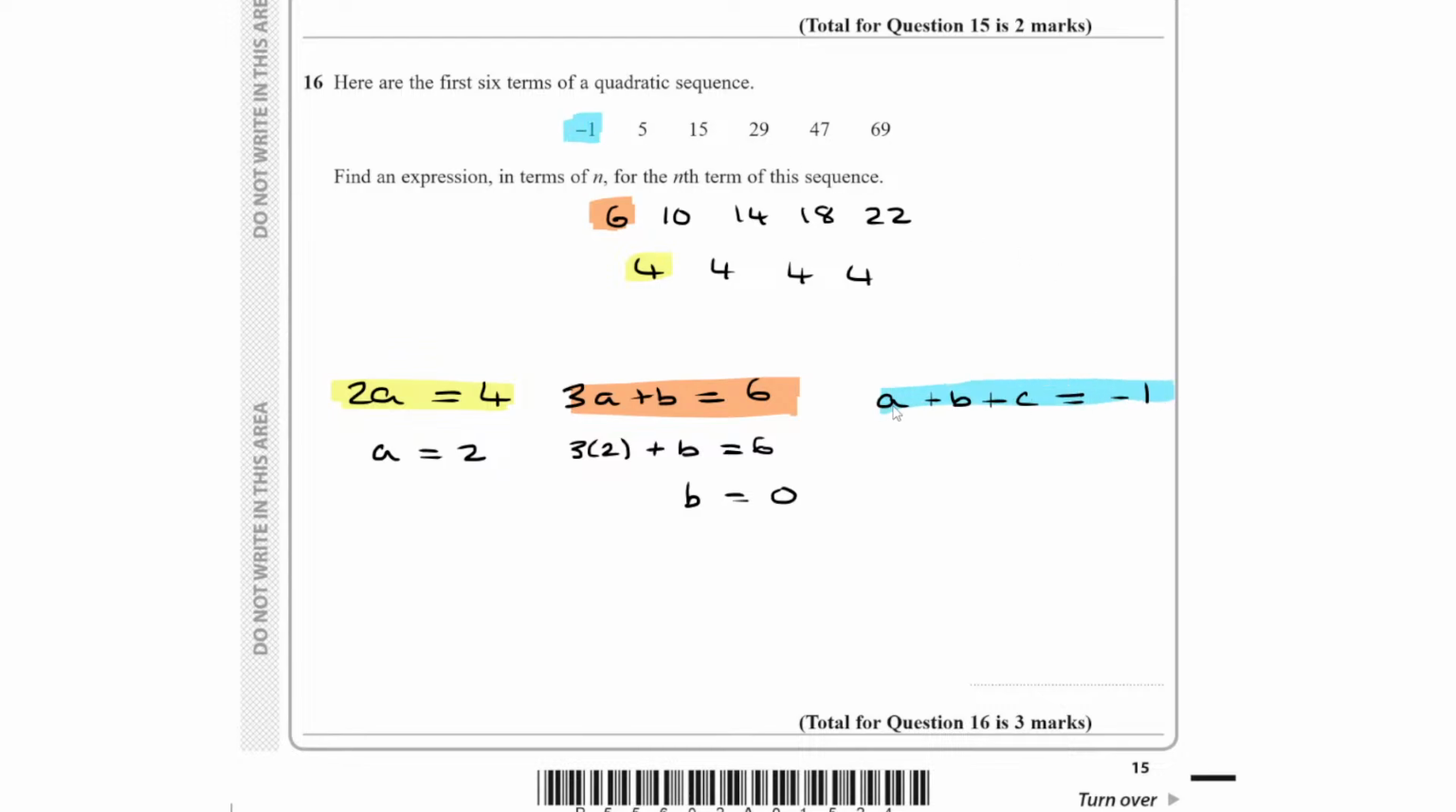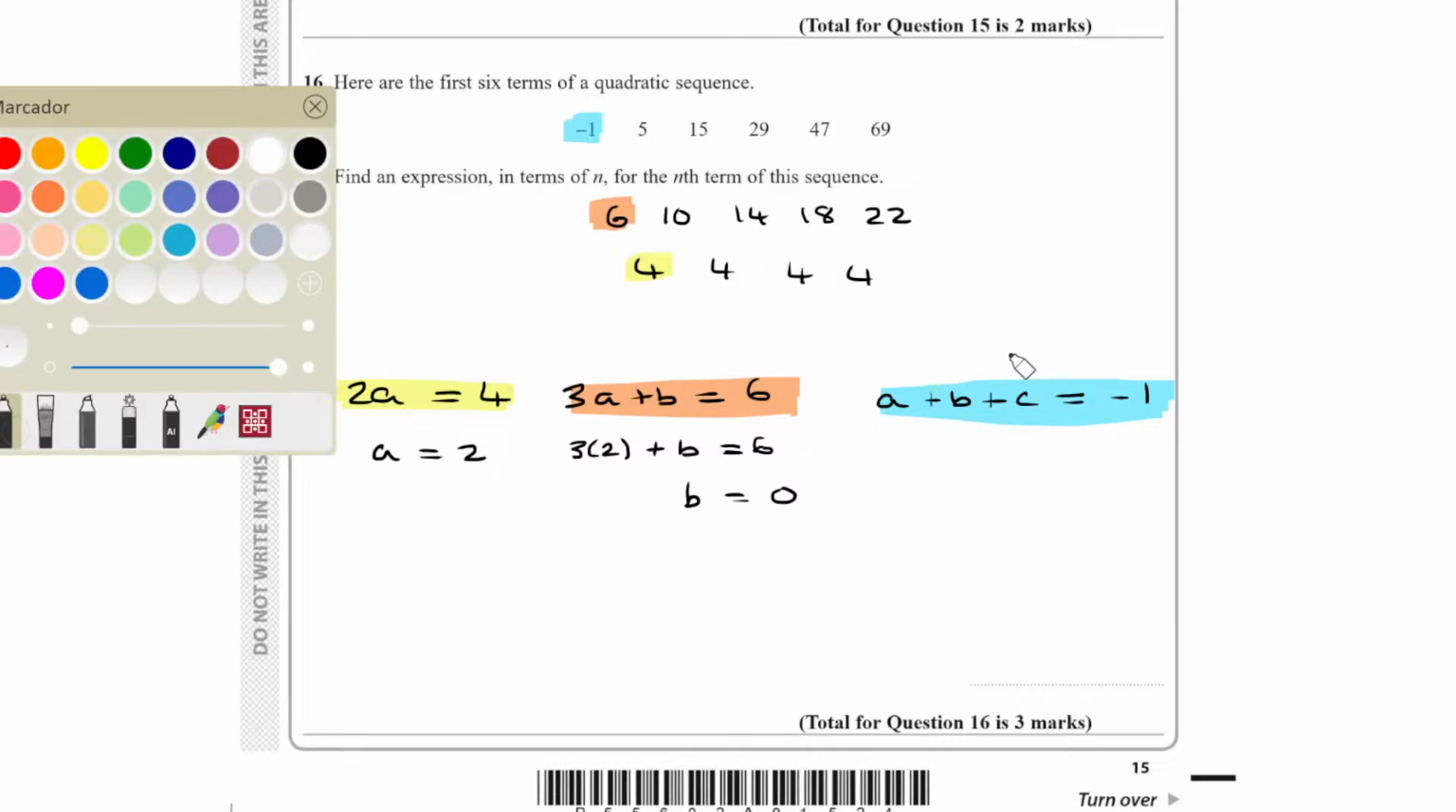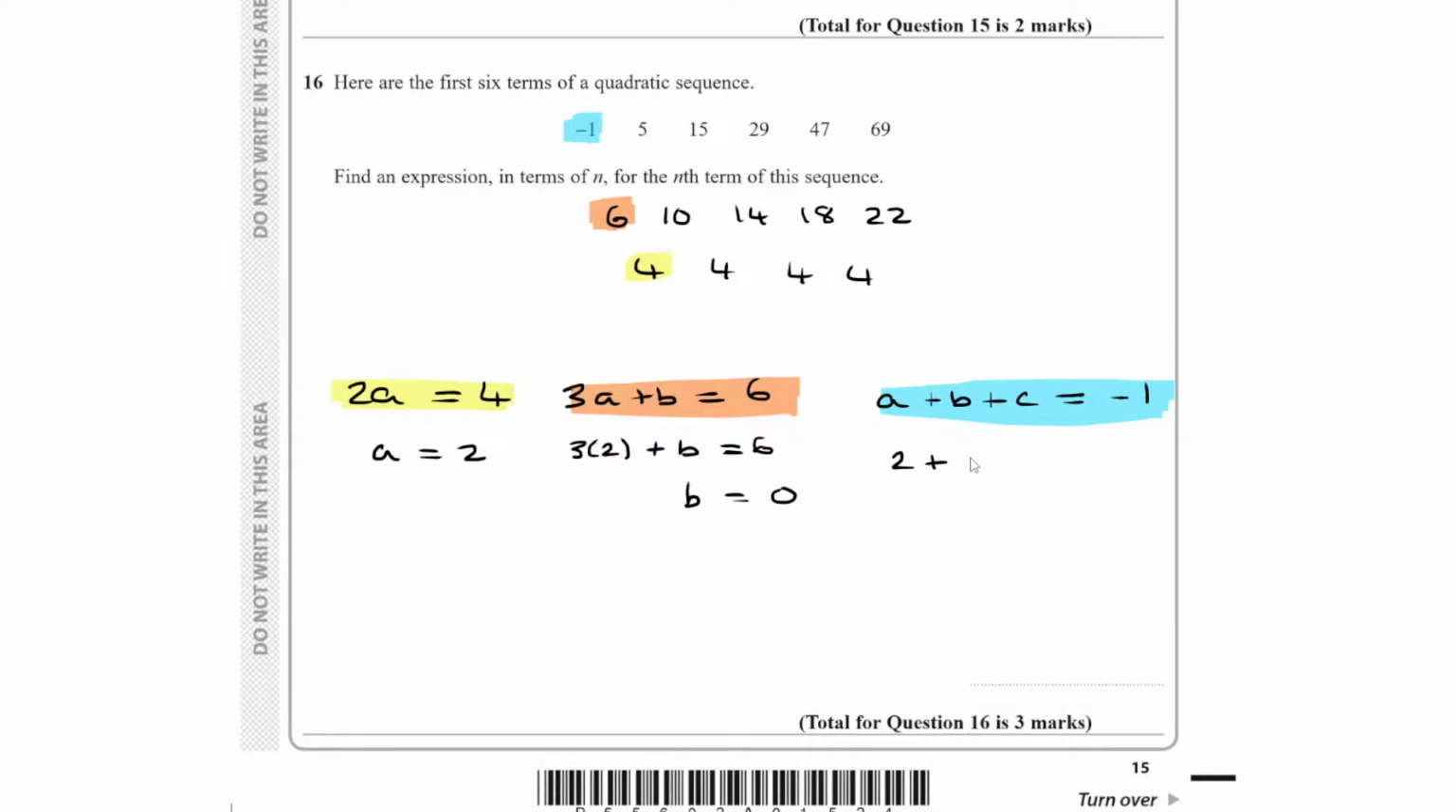And because I know a and because I know b, I can work out c. So I've got 2 plus 0 plus c is -1, so c is -3. And now what do those represent? an squared plus bn plus c, just sub them in. So 2n squared. Because b is 0, there just isn't a bn for this one. That's fine. So I'm just going to skip straight to -3.